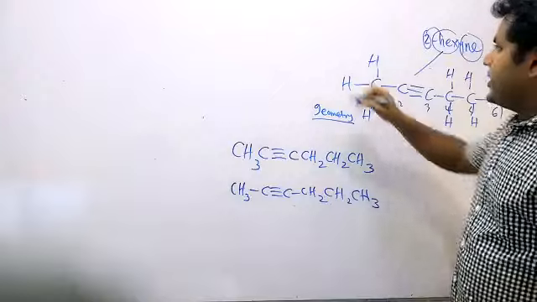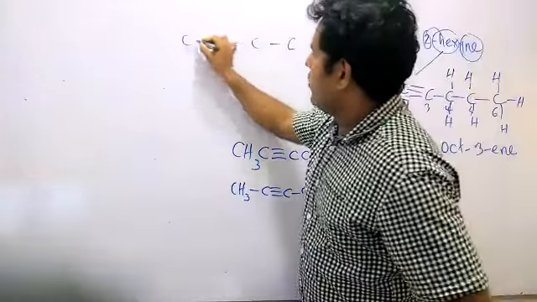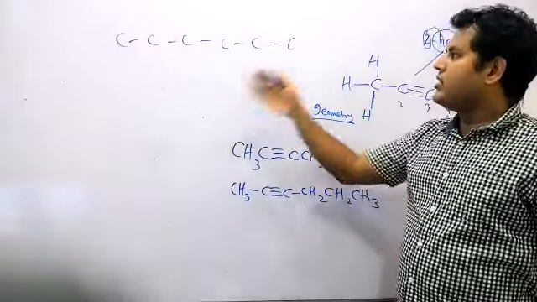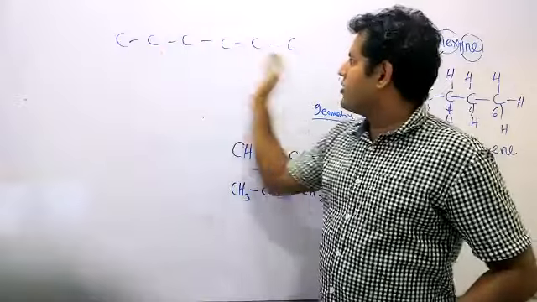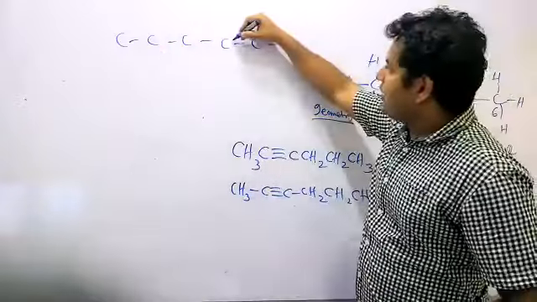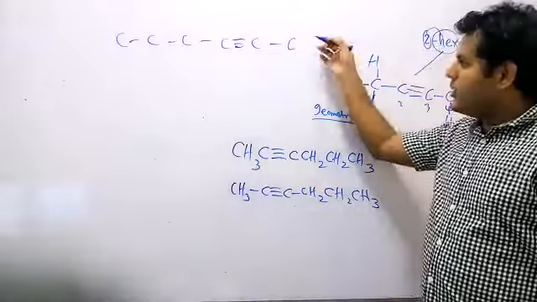Shall I draw it in the other way? 2 hexene, 1, 2, 3, 4, 5, 6. Okay, in the Arabic way, 1, 2, 3, 4, 5, 6. And there is 2 hexene, and the second and third carbons should have the triple bond, like this. And then we can complete it here itself.